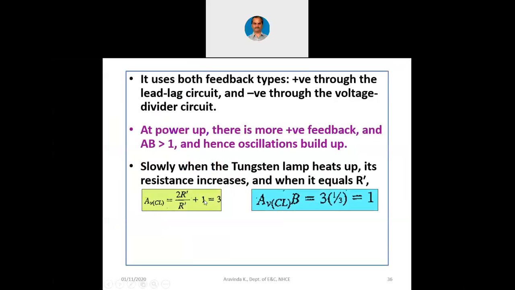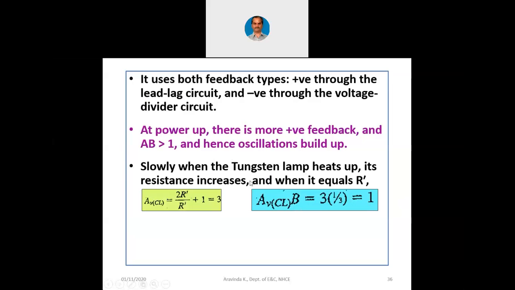So when the gain is 1 plus RF by RI, RF is 2R dash, RI is R dash. So it is now 3. Total closed loop gain will be 3. And AVCL into beta, we already know that beta is actually 1 by 3. We have seen earlier how beta is going to be 1 by 3. So 3 into 1 by 3 is going to become 1. That way A beta is going to become unity.